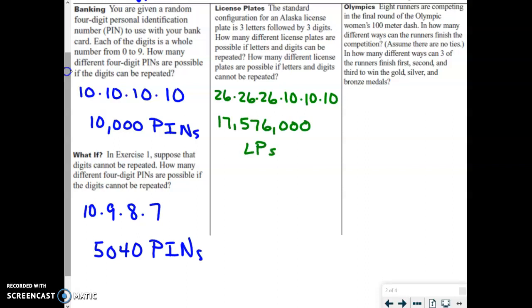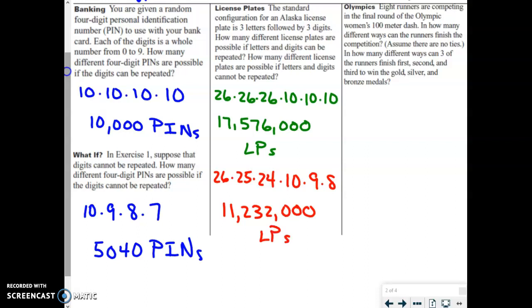But now let's say, like we did with our PIN number, we take out repetition. Say they can't be repeated. Well, then that would give us the following scenario. 26 times 25 times 24 for our letter choices, with them being taken out as we go. And then 10 times 9 times 8. Again, each unique scenario from the previous one losing a choice. And that would leave us with 11,232,000 license plates. So again, be aware that repetition versus non-repetition is a big difference.